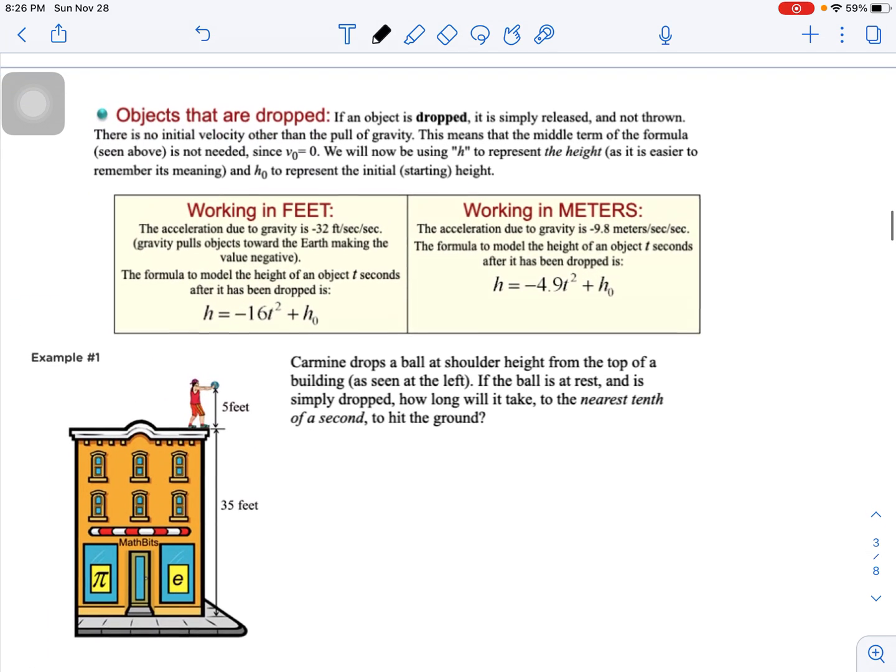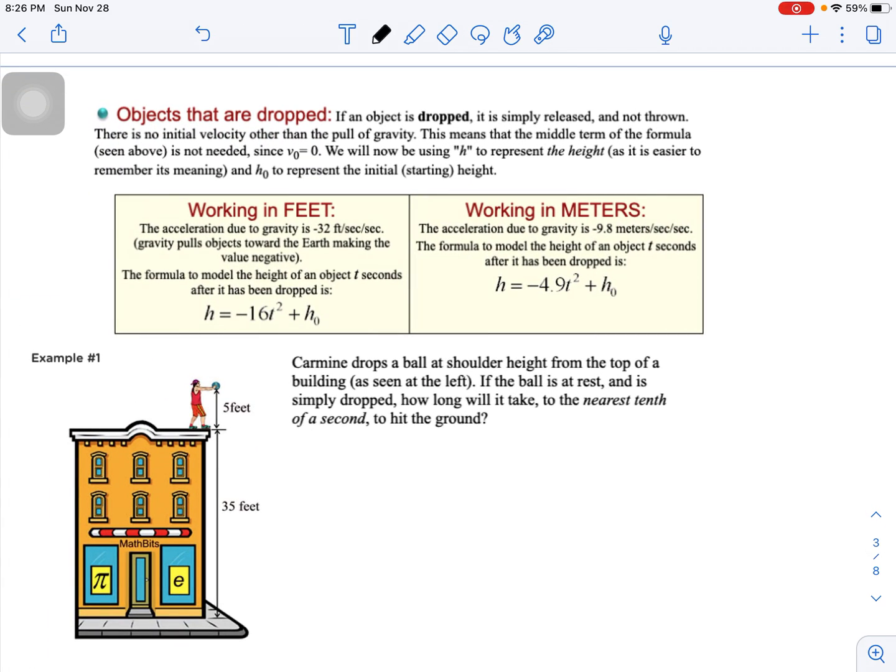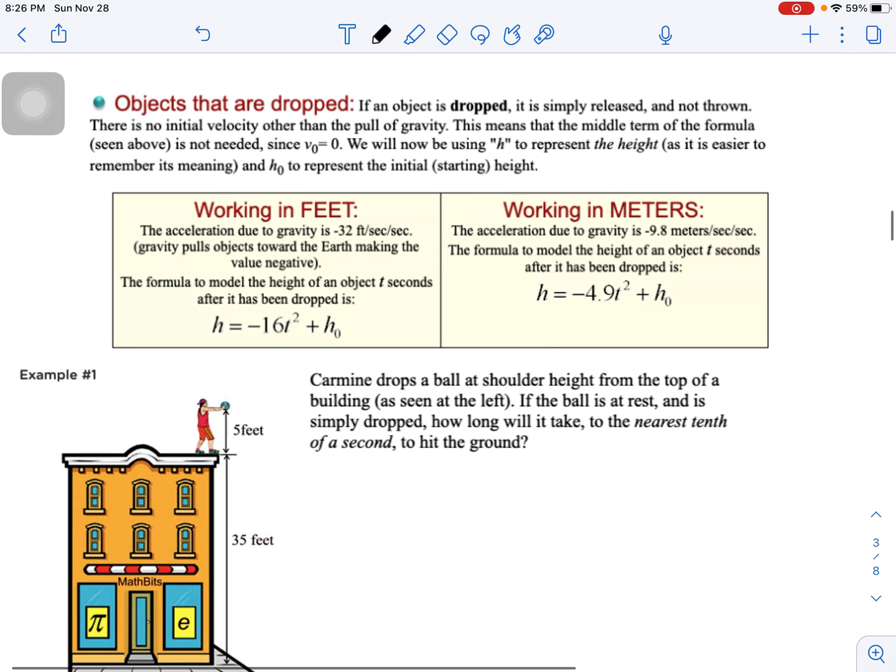Go to your next slide. Let's begin with objects that are dropped, okay? If an object is dropped, it is simply released and not thrown. There is no initial velocity other than the pull of gravity. This means that the middle term of the formula is not needed, since v sub 0 is 0.